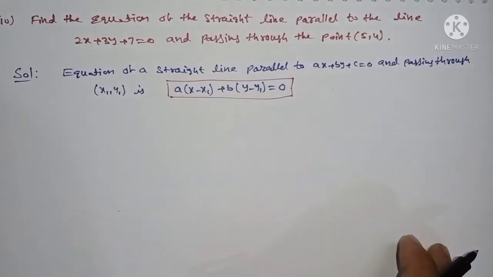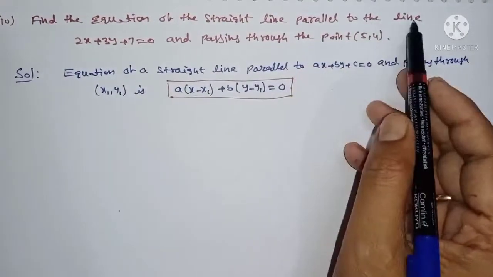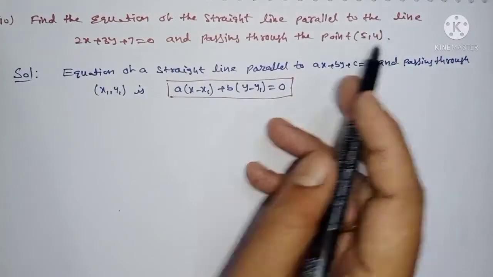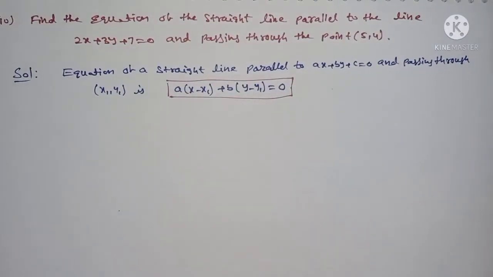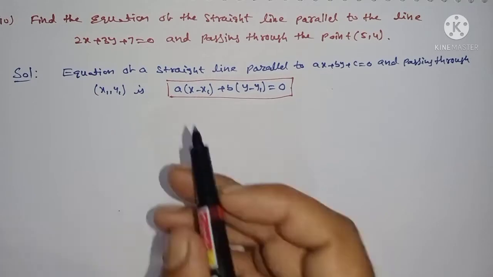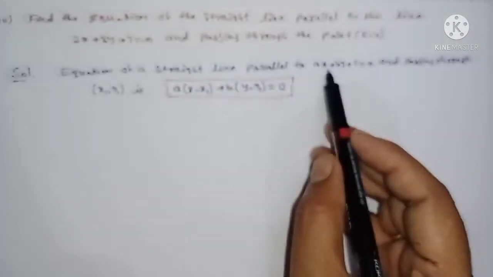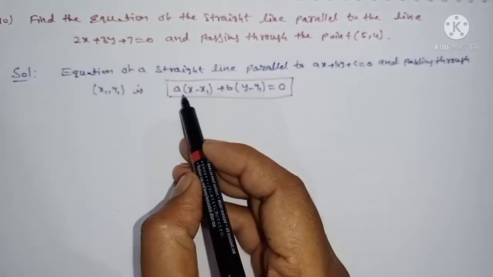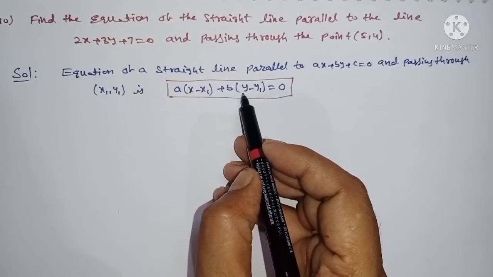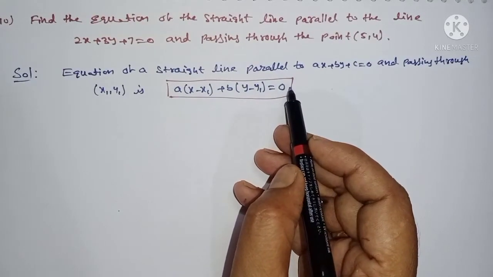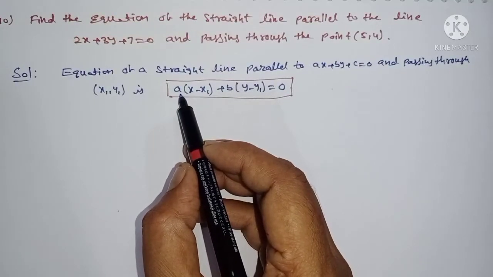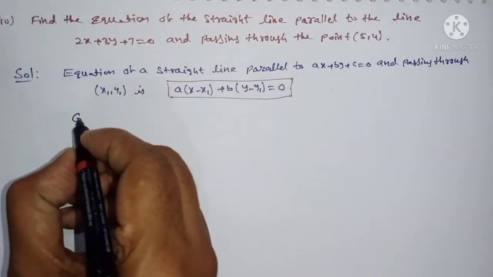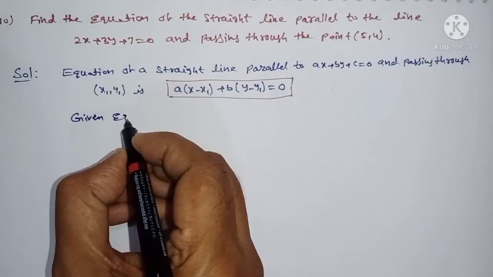The 10th one is: find the equation of the straight line parallel to the line 2x plus 3y plus 7 is equal to 0 and passing through the point 5 comma 4. This is also a very important question. What is the formula? If the equation of the straight line is parallel to ax plus by plus c is equal to 0 and passing through x1 comma y1, it is a of x minus x1 plus b of y minus y1 is equal to 0. Once again repeating, the formula is a of x minus x1 plus b into y minus y1 is equal to 0.